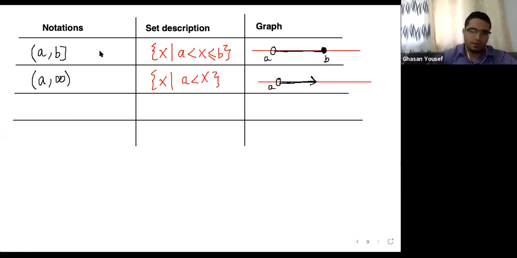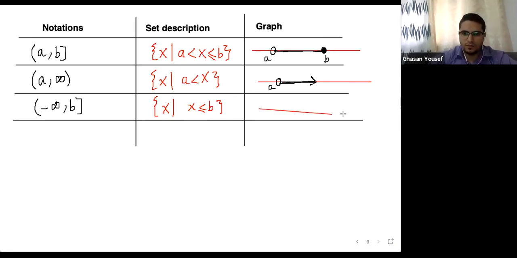So the third one, the last one before we end this lecture, is open parentheses at minus infinity to B. I can describe this as X such that X is less than or equal to B. So the graph for this one will be all the numbers starting from B and going down. So this is my B, and B is also included. So here is B, a closed ball, and all elements smaller than B go to minus infinity.